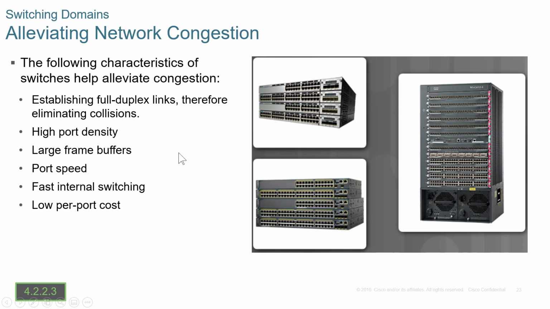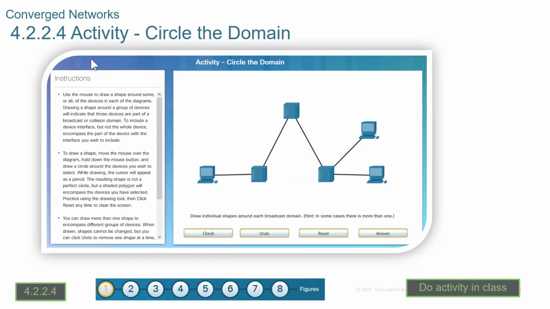So how do you alleviate network congestion? Well, so you do not have collision domains, you use switches, and that gives you full duplex and no collisions. You want high port density, large frame buffers so you can store lots of frames, high speed ports, fast internal switching, low cost per port. So I'm not sure how these items alleviate network congestion, at least collisions. They will not eliminate broadcast domains, okay?